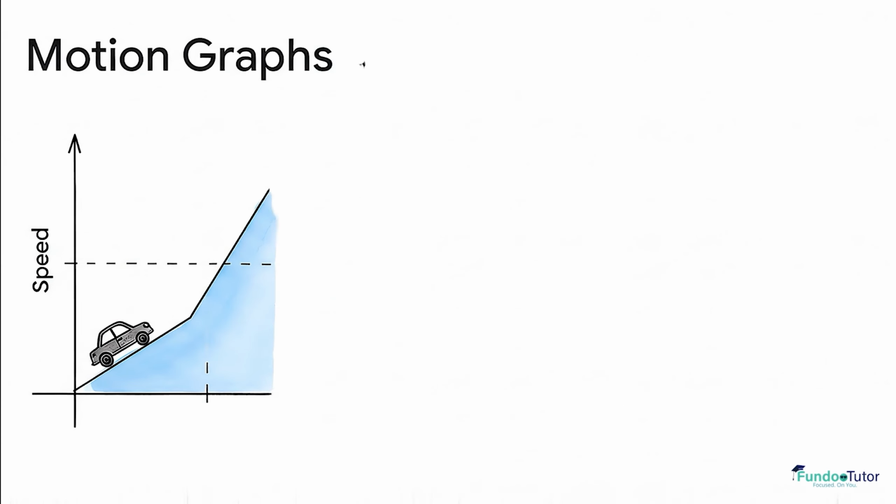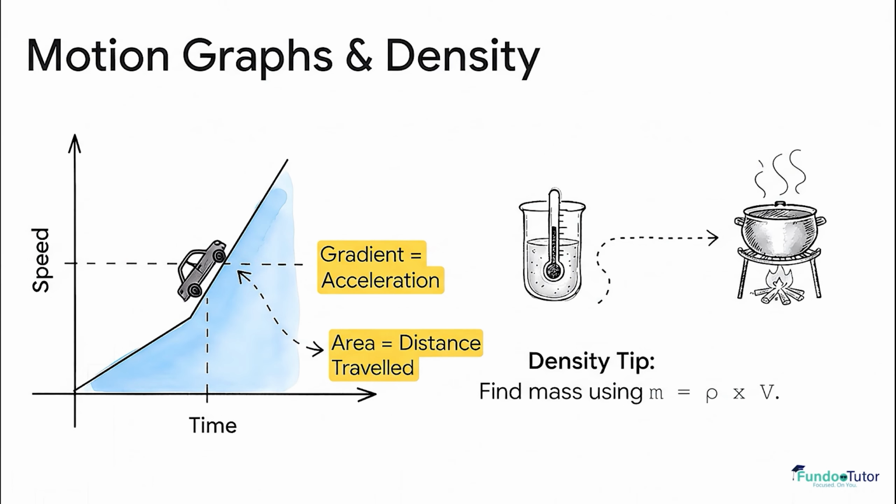So how does this actually show up in an exam? Well, usually in graphs. On any speed-time graph, the steepness of the line, what we call the gradient, that's your acceleration. And the area underneath that graph gives you the total distance the object traveled. And here's a classic exam trick. You might get a question about heat capacity, but you first have to figure out the object's mass using its density and volume. It's a two-step problem in disguise, so watch out for it.